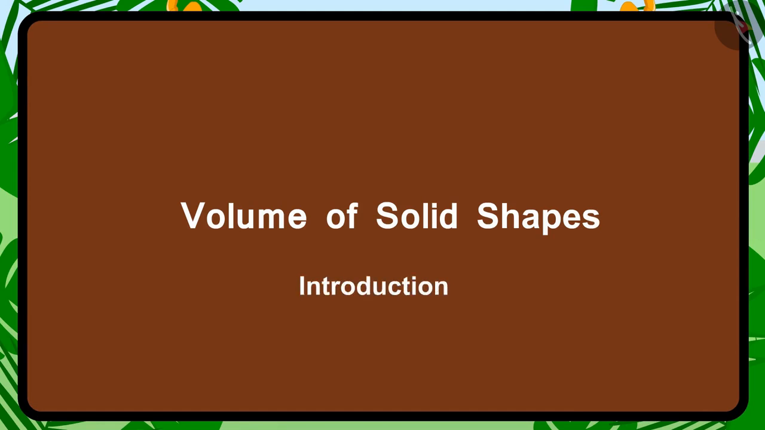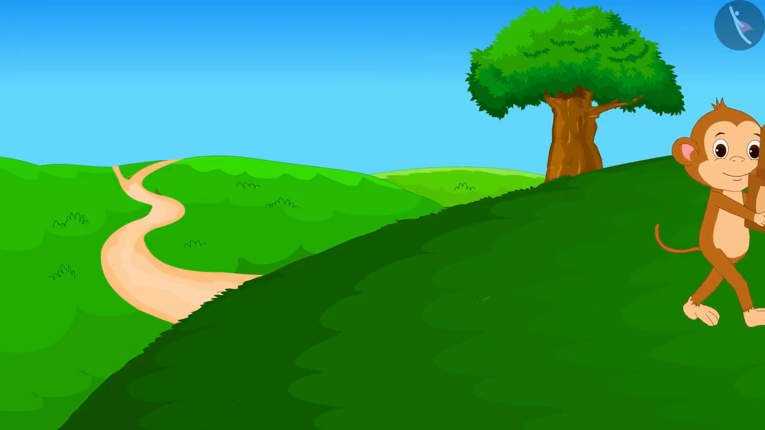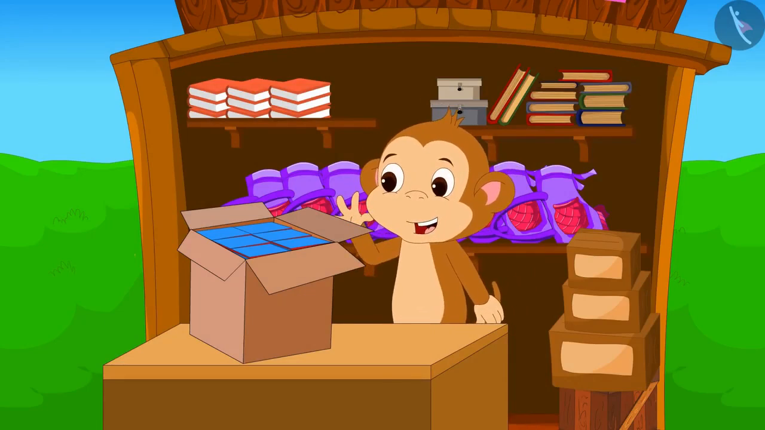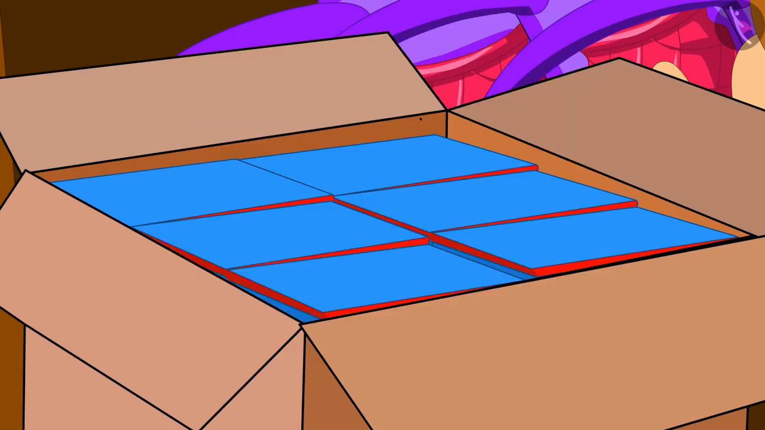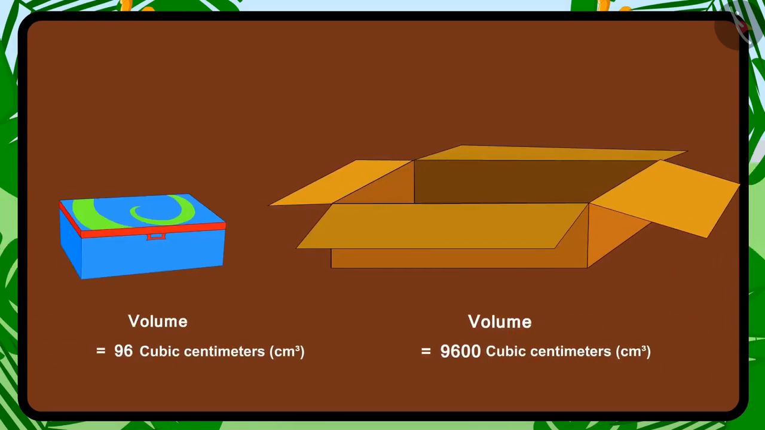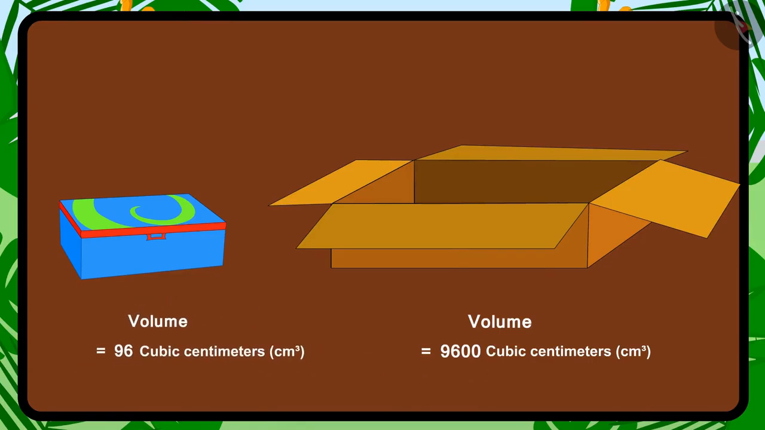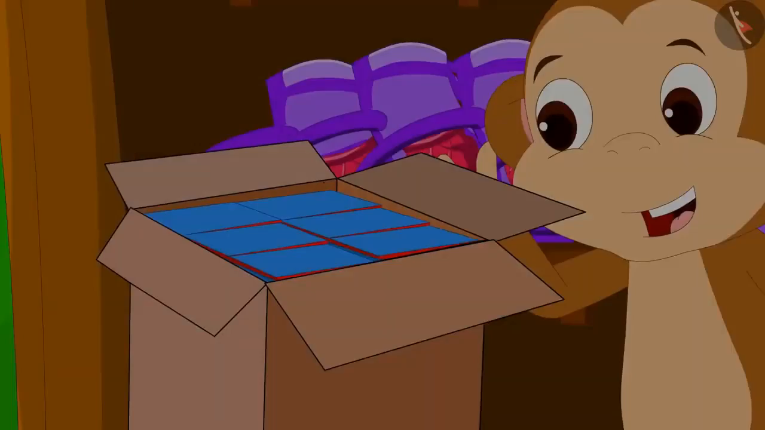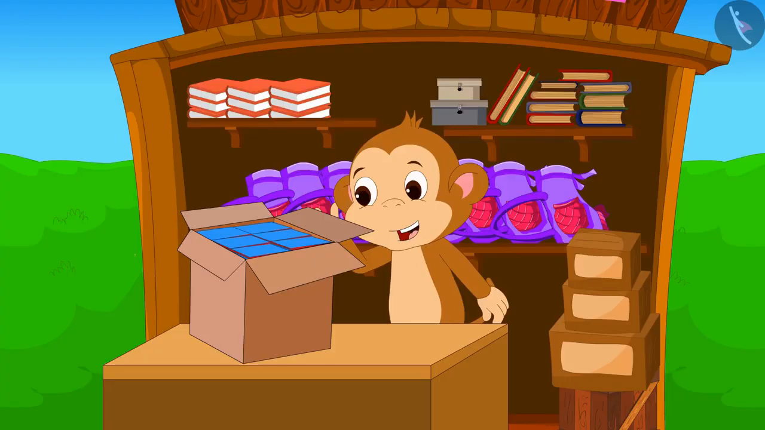Hello kids! In this video, we will learn about volume of solid shapes. In the previous video, we saw how Babban used 2 boxes and brought 118 compass boxes from the city to sell in his shop. And children, do you remember that the volume of each compass box is equal to 96 centimeter cube? Let's see what Babban is doing with these compass boxes.